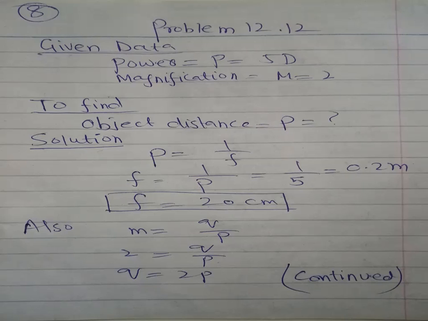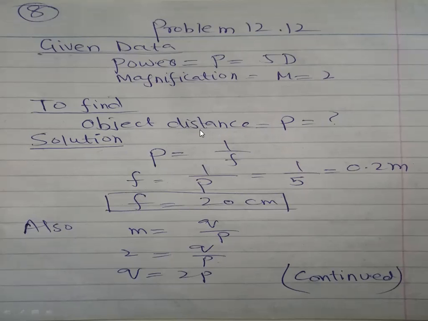First of all, I write the power, and you shouldn't be confused with small p, which is the object distance. Power is with capital P, which is 5 diopter, and magnification is also given to me, which is 2. Object distance is small p, not capital P. Whenever you find object distance, it's small p, it is not capital P.